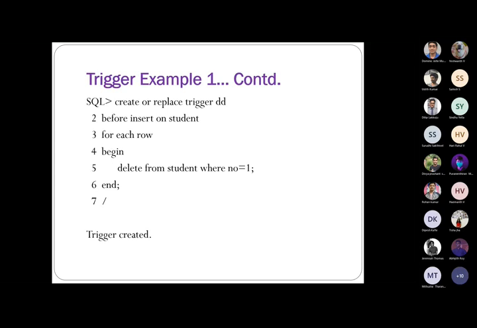Create or replace trigger dd. The trigger name is dd. For each row, begin, you are going to delete from student where number is equal to 1. Once you have created a trigger, it is like a stored procedure, automatically executed whenever some event happens. So here, which event should happen? Whenever you insert some record onto the student table, automatically the first record gets deleted.